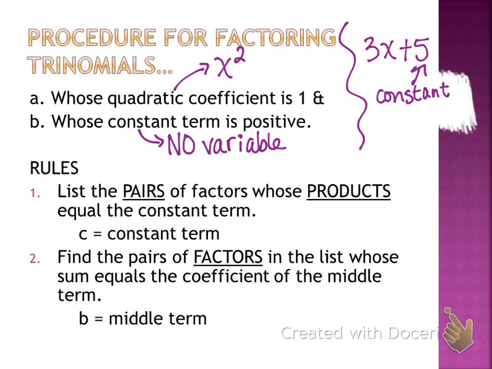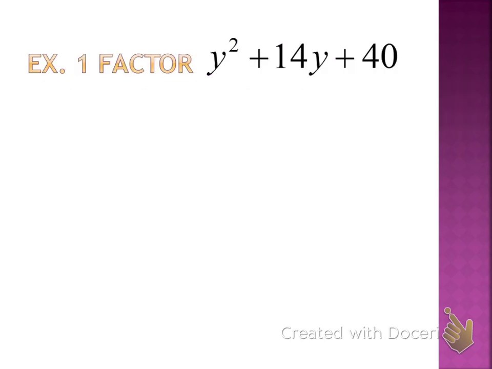We find the pairs of factors in that list whose sum equals the coefficient of the middle term. The middle term we usually refer to as b. We'll see this all written out in an example in just a minute. Okay, so we're going to list our pairs of factors for the constant term and figure out which one of those pairs is going to add up to the middle term's coefficient.